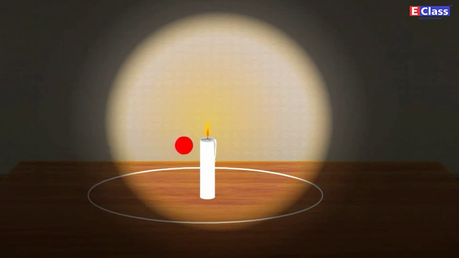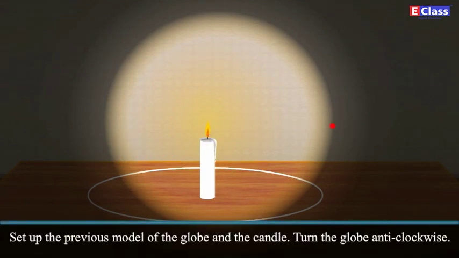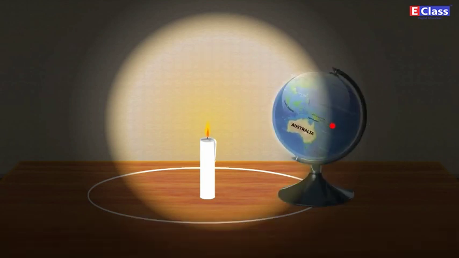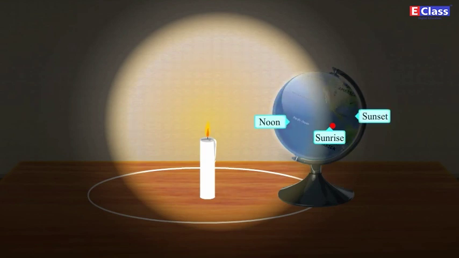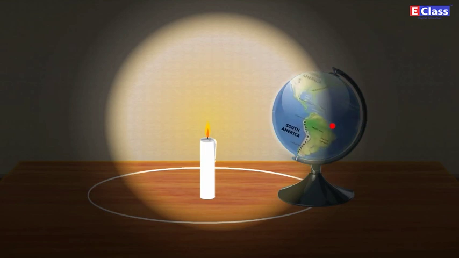Stick a red bindi on the globe. Set up the previous model of the globe and the candle. Turn the globe anti-clockwise. Note when it is sunrise, noon and sunset at the location of the bindi. Day and night on the globe. After one sunrise, note when the next one occurs at the bindi.